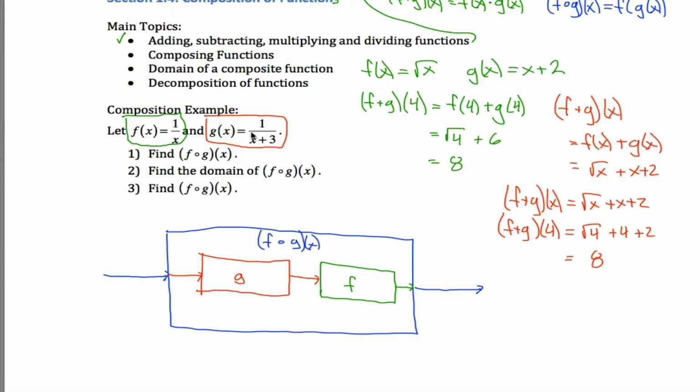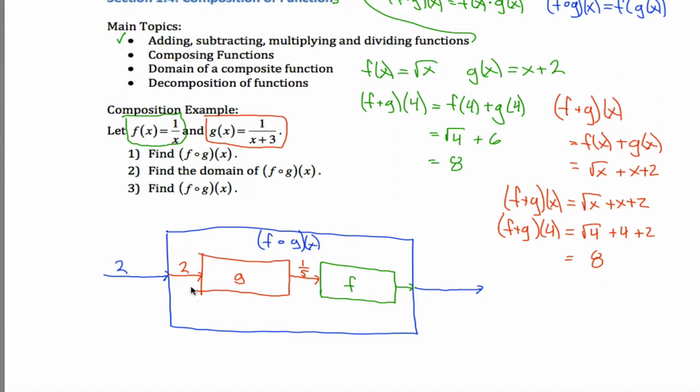My function G is this thing. My function F is this thing. So maybe I take the number, I don't know, 2, and put it into this machine in blue. Well, when I put it into the machine in blue, it's 2 that flows into G. And if I put 2 into G, I have the blueprint for G right here. I just got to change all the x's into 2's. If I changed all the x's into 2's, I'd have 1 over 2 plus 3, in other words, 1/5. So what comes out of G is the number 1/5.